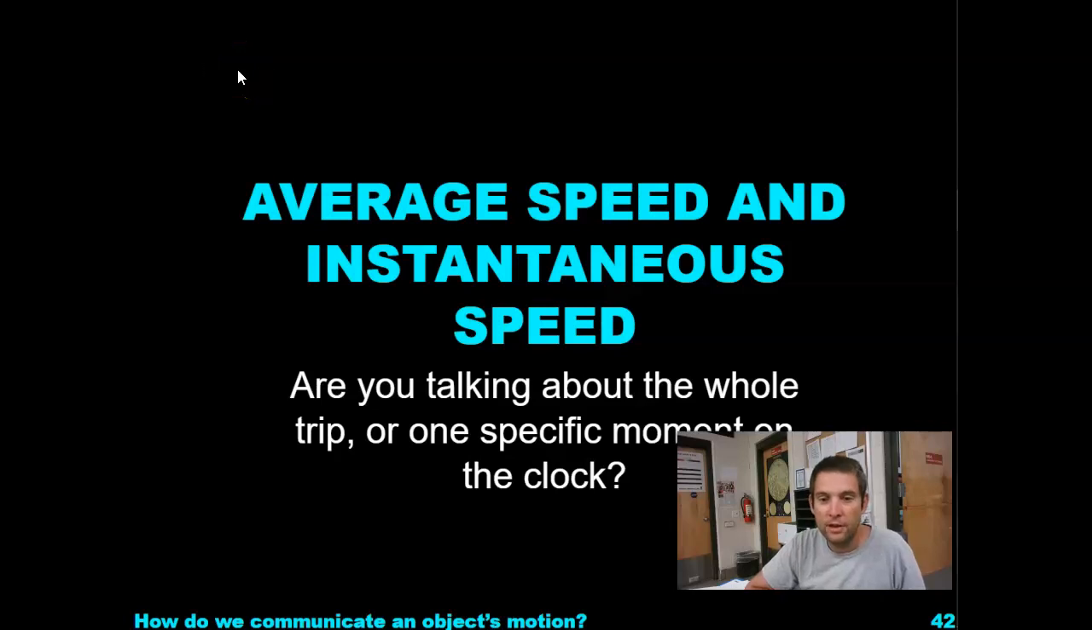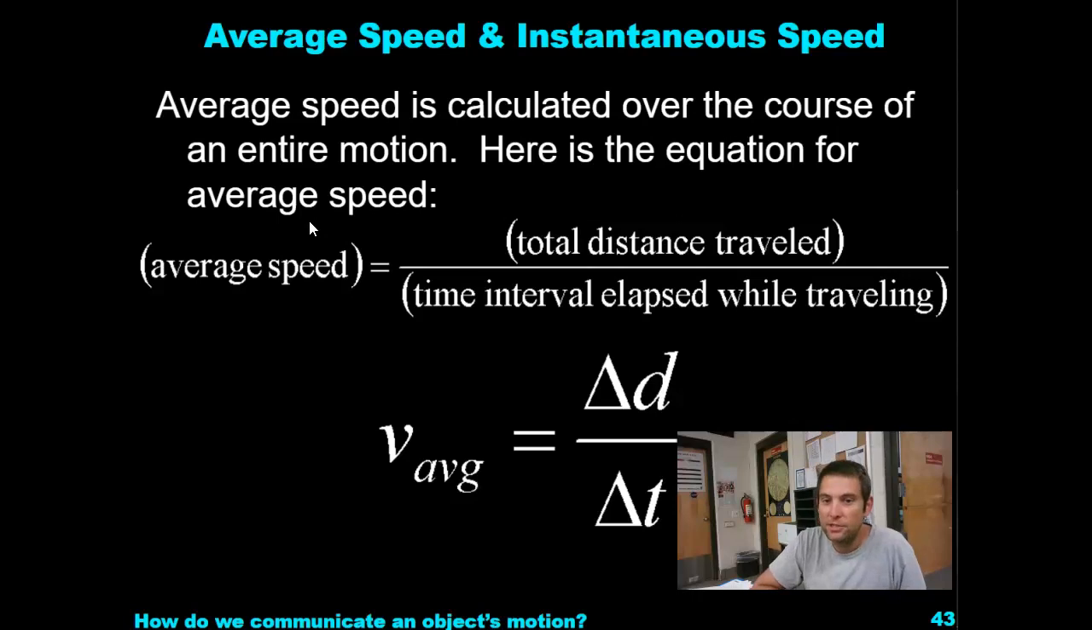All right, on to average speed and instantaneous speed. So it depends. Which are we going to use? Which one do we need? If we're talking about the whole trip or if we're looking at one specific. Average speed is calculated over the entire trip.